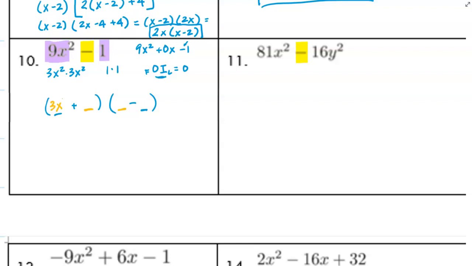So you have a 3x. Oh, this is not supposed to be x squared. It's just supposed to be x. 3x and a 3x and a 1 and 1. If I do the O and the I, the outer is going to be negative 3x. The inner is going to be positive 3x. Same coefficients, different signs. So that tells us that, hey, this is a difference of squares.